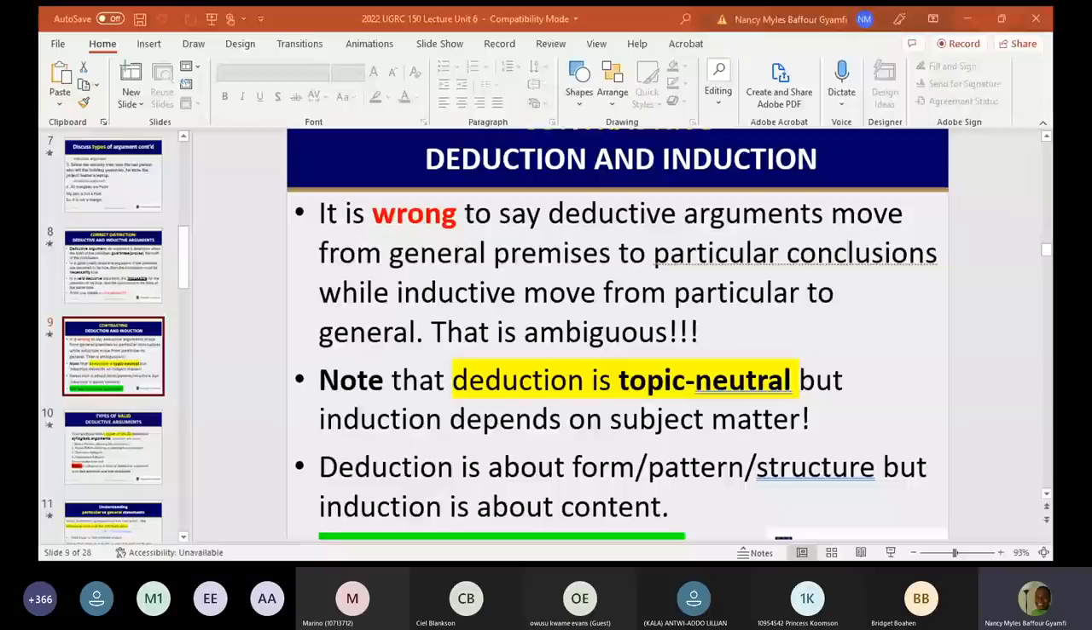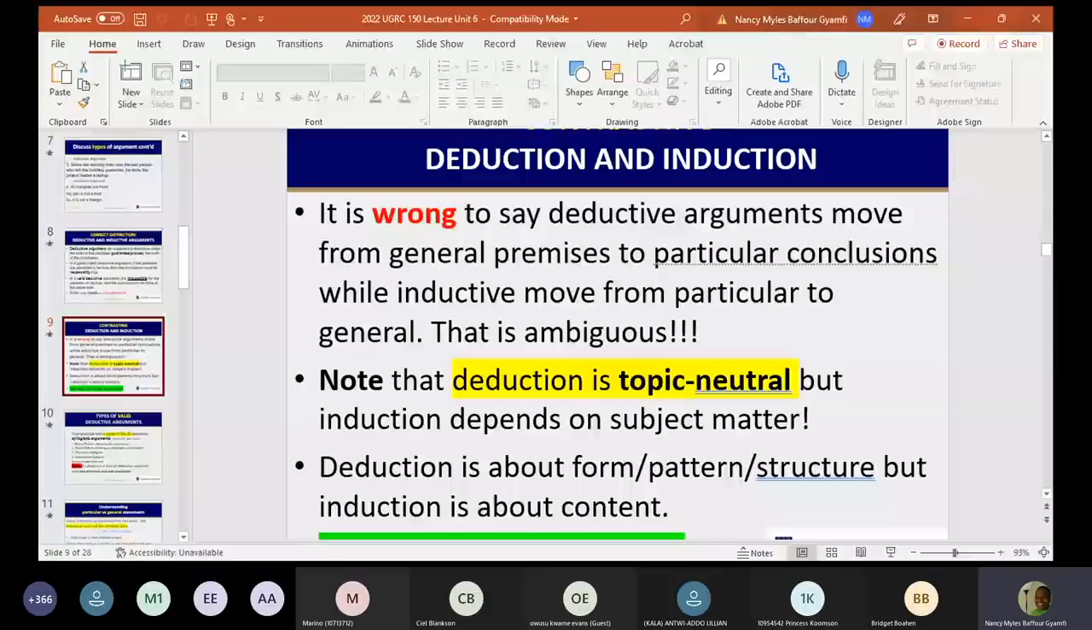He has made a valid argument. If it is valid, it just means, granted that the premises were true, the conclusion drawn will also be true. It doesn't necessarily mean it's even speaking to content. So it is topic neutral.